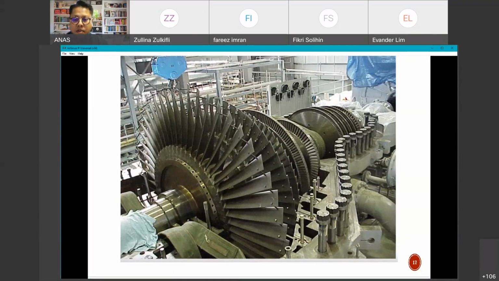So this is an example of the turbine. Okay. So obviously, these are the blades. Okay. And you can see the scale or the size of the blade is huge. Okay? And you can just see here the bolts and nuts over here.